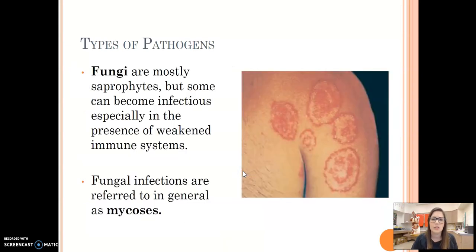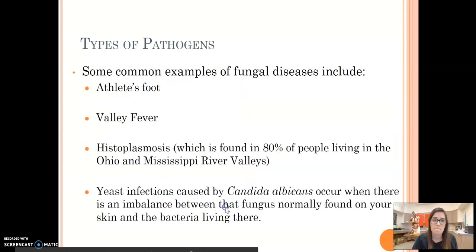The other type of pathogen, fungi. Fungi usually live on their own, but some can cause infectious diseases. These are called mycoses. Some common fungal diseases: athlete's foot, valley fever, yeast infections, ringworm.